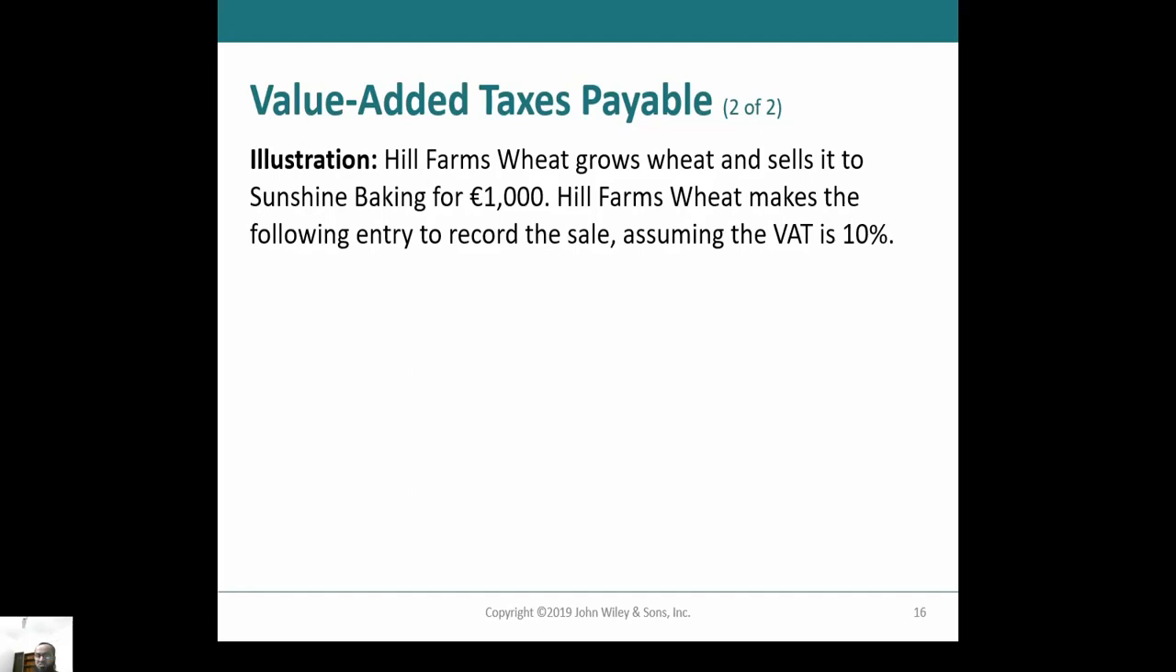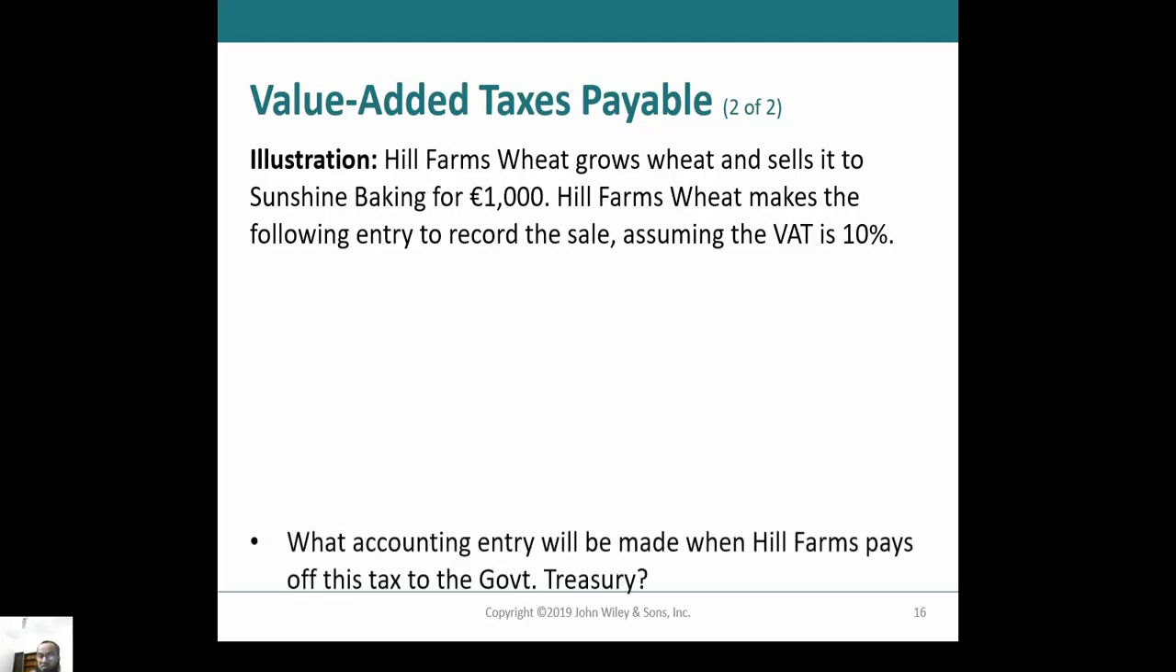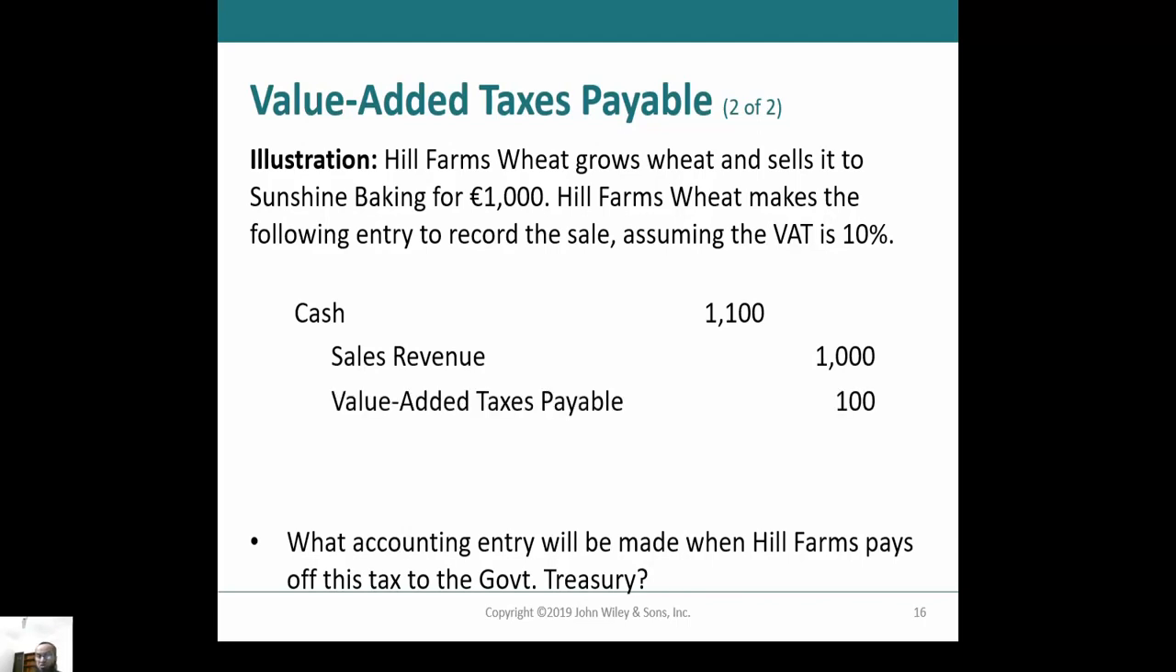So here is an illustration. Hill Farms wheat grows wheat and sells it to Sunshine Baking for 1000 euros, and it makes the following entry to record the sale, assuming a VAT of 10%. So he will charge 1100, right? So cash will be debited by 1100, sales revenue will be credited by 1000, and value added tax payable will be credited by 100. Why do we credit it as a payable?